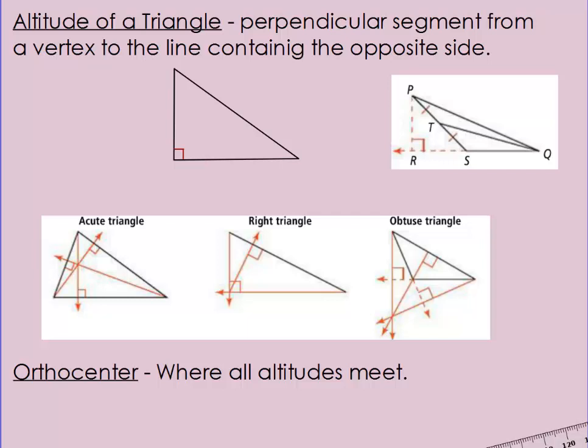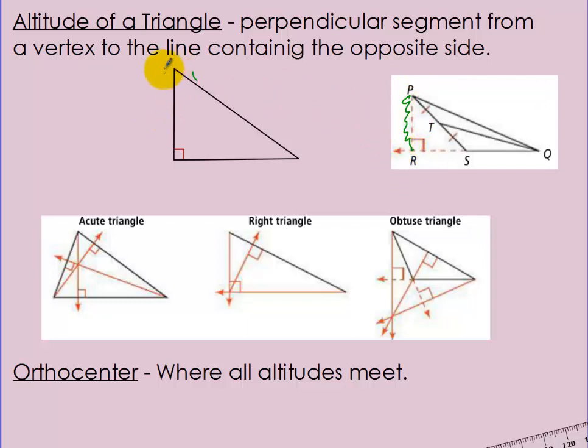An altitude of a triangle is the perpendicular segment from a vertex to a line containing the opposite side. What does that mean in English? Well, here are some pictures that demonstrate it. This part right here, PR, is going to be your altitude. Even if a triangle doesn't have a right angle, we can still find the altitude. So PR is an altitude of a triangle right here.